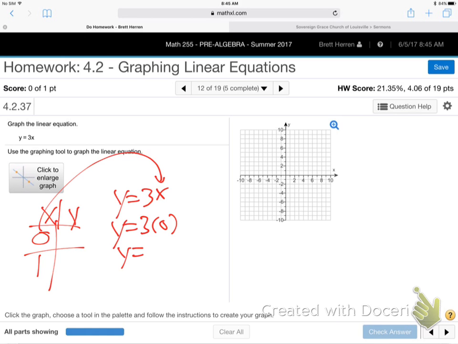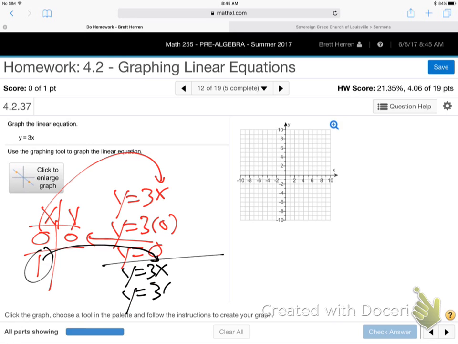And what is 3 times 0? Well, 0. So bring back the y. So that's the 0, 0 dot. Good so far. Now, do the next one. So now we're going to go again with y equals 3x, but this time we're going to plug in what? x is 1. So plug in x is 1. So 3 times 1 is 3.